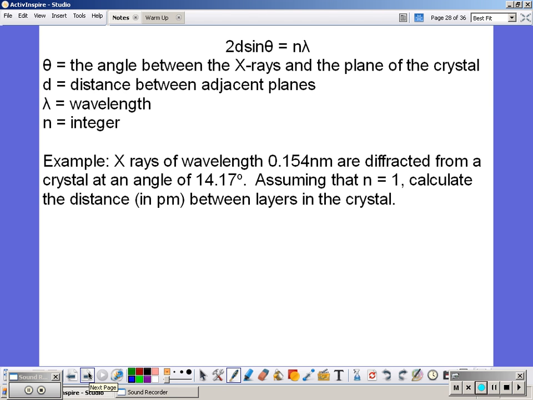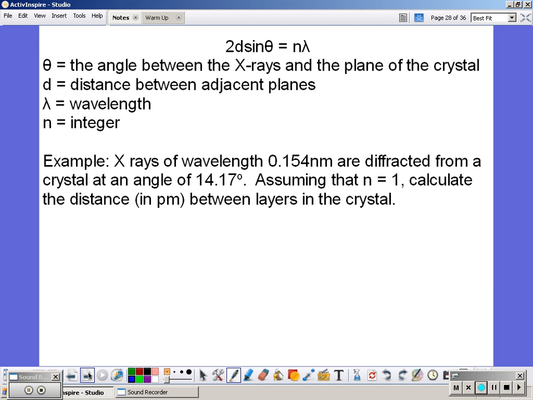So mathematically, 2 times the distance times the sine of the angle is equal to n, which is an integer, times the wavelength. That n value will be given to you in the problem, and then you'll either be solving for wavelength, angle, or distance.